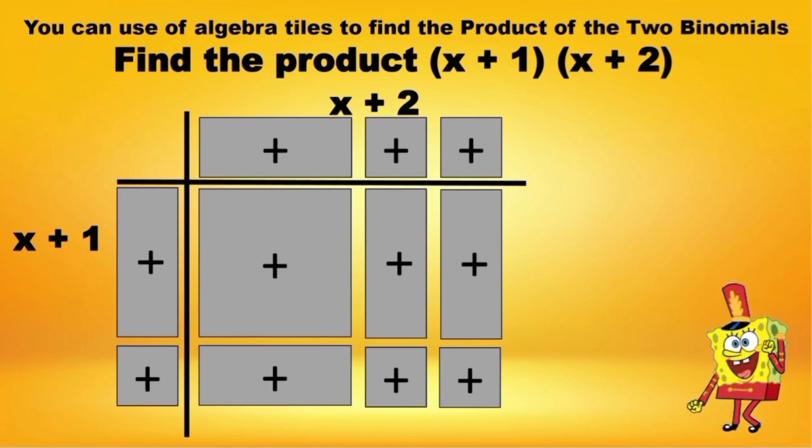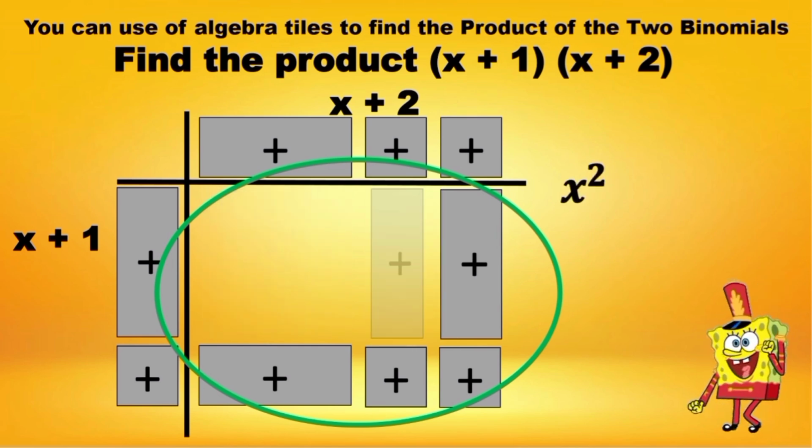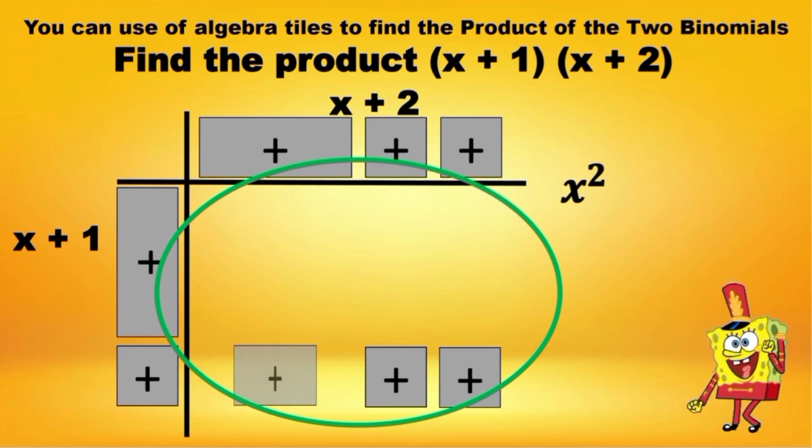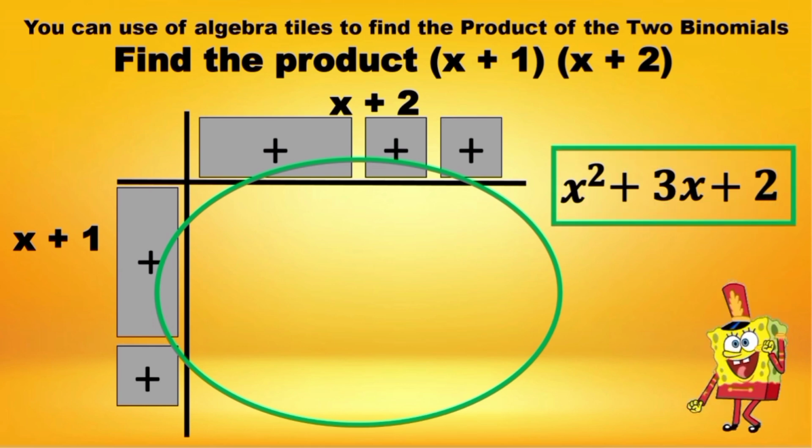Now let's add the factors. We have 1 positive x squared, and that is x squared. We have 3 positive x. That is 3x. And we have 2 positive 1. And that is positive 2. Our final answer is x squared plus 3x plus 2.